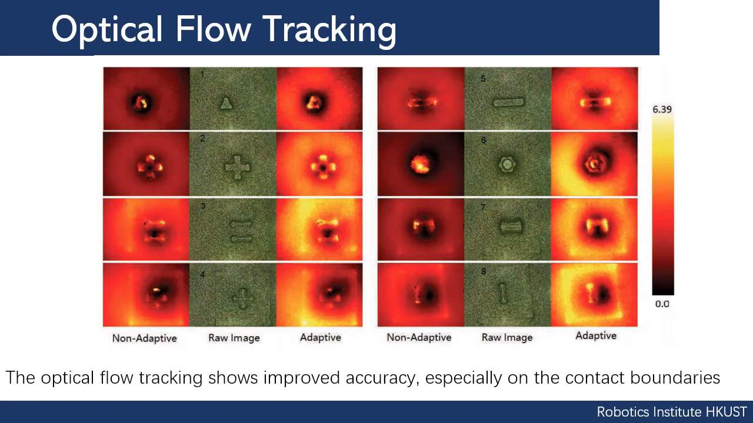We show the optical flow tracking performance here. On the left-hand side, this is the optical flow magnitude without the adaptive strategy. The middle ones are the raw images. On the right-hand side, they are the magnitude with the adaptive strategy. We can see with the adaptive referencing, the optical flow tends to be smoother, and also at the contact boundaries, the boundaries are sharper and straighter.